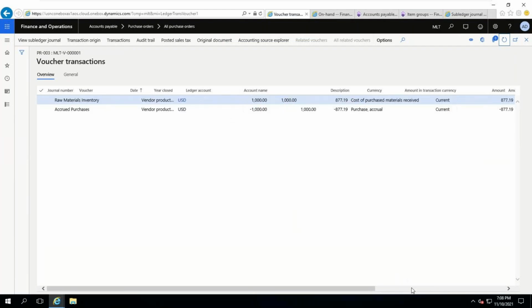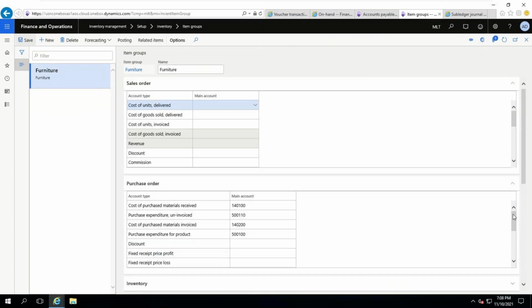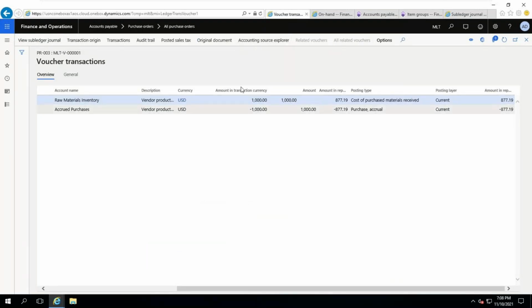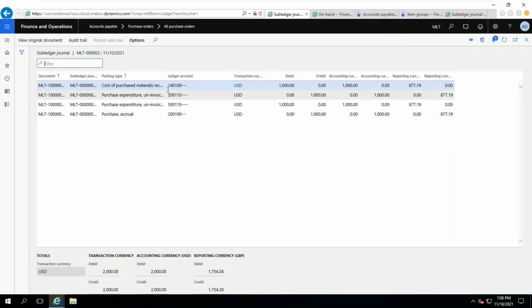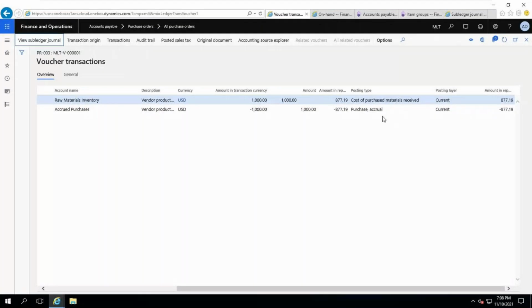Even though the purchase expenditure uninvoiced account is not posted to any account, you still need to map that account. In the subledger journals, view subledger journals, it will show you that account as well. Internally it will be posted as debit and credit. Net effect is 0. Now we can proceed with the invoice.